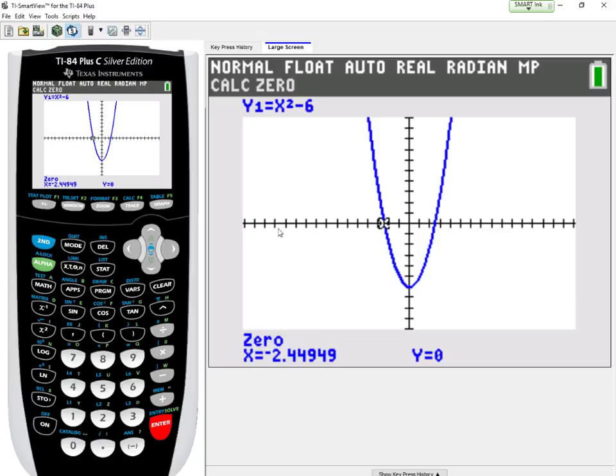All right. Questions on how to find your intercepts? Nope. Then we are done. Stick a fork in us.